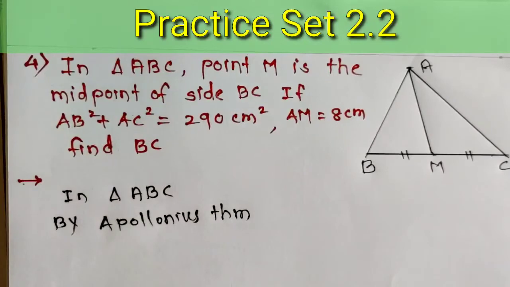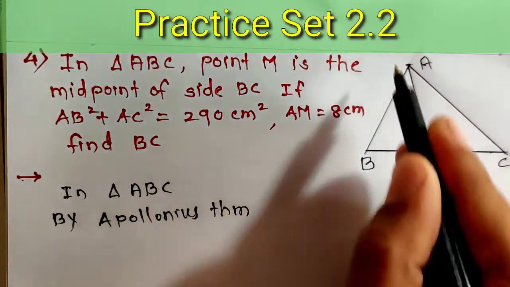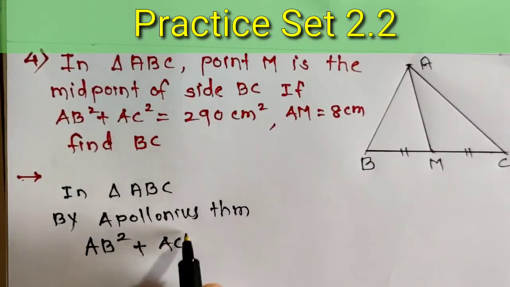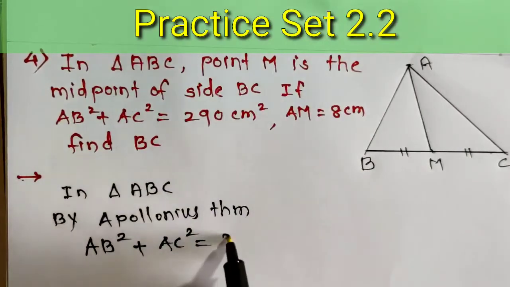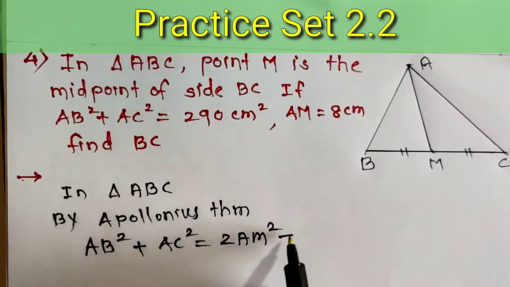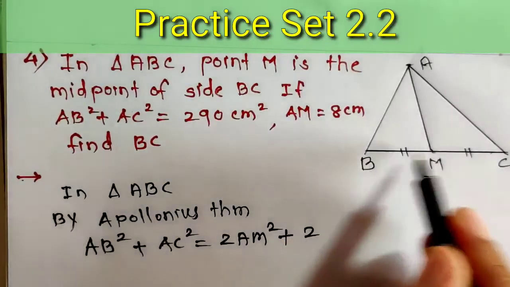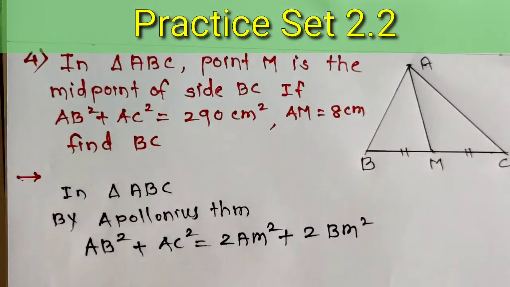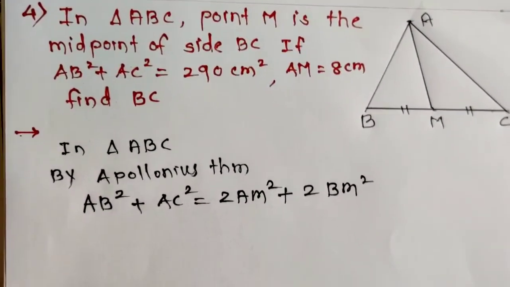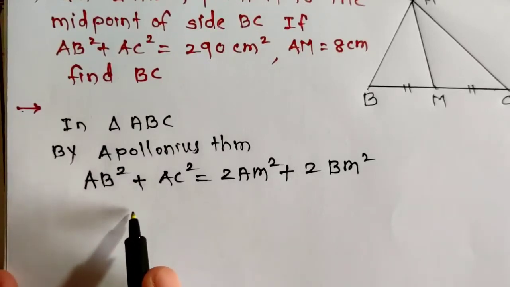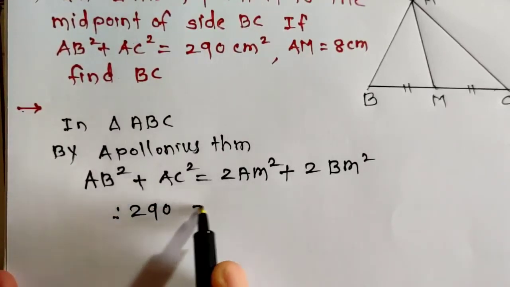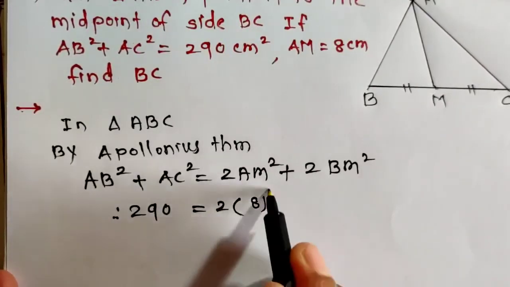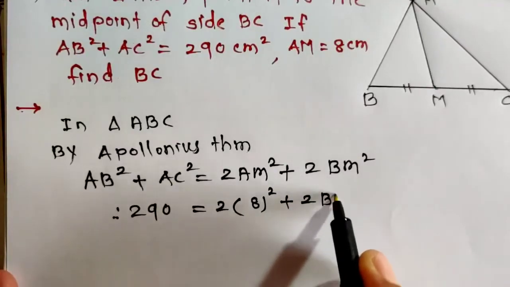By Apollonius theorem, what we can write? AB square plus AC square is equal to 2 into median square, 2AM square plus 2 multiplied by half BC, means BM square. We have to find BC. So AB square plus AC square, substitute the value, that is given 290. 290 is equal to 2 into AM, given 8 square, plus 2 BM square.